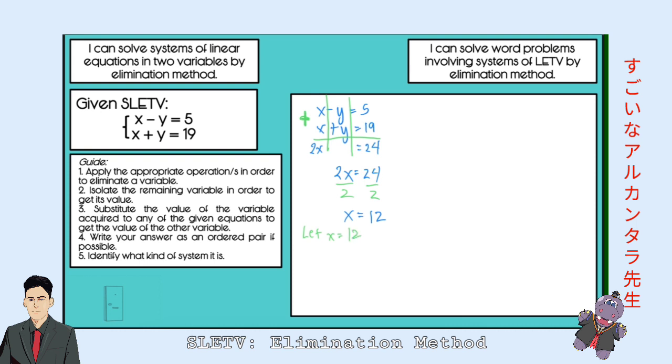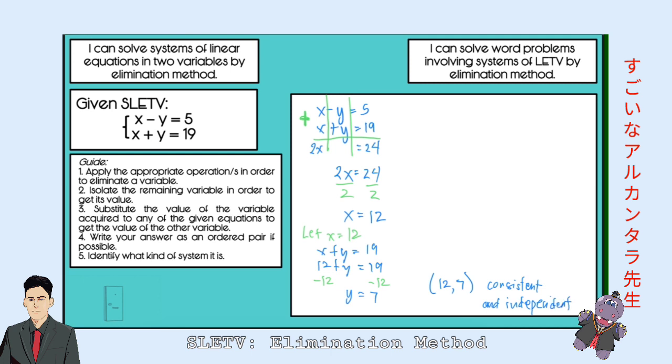This is the thing that we did in the substitution method. So I'll use the second equation, x plus y equal to 19. So 12 plus y equal to 19. Subtract 12 to both sides, and you will get y is equal to 7. And again, you can form an ordered pair here. You'll have (12, 7). Since you have an ordered pair as a result, you can say that the system is consistent and independent because we have one solution, meaning that we have intersecting lines here.